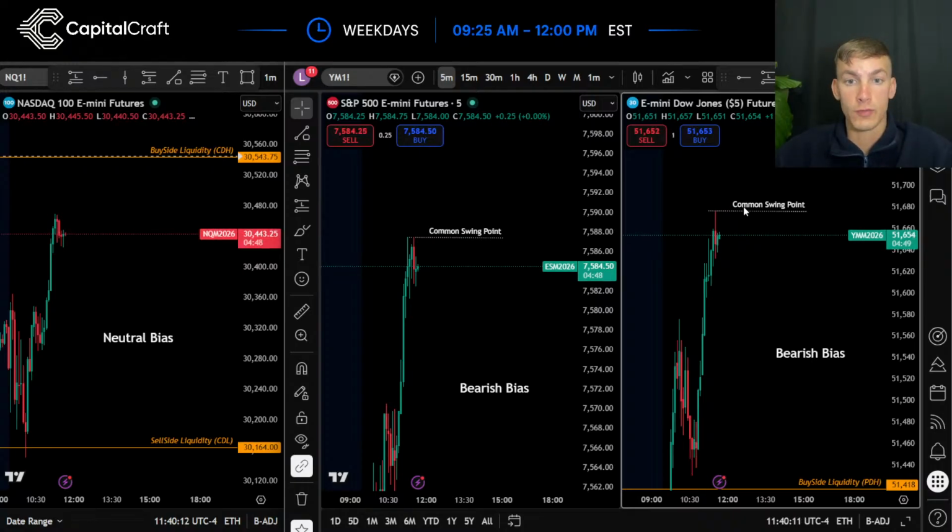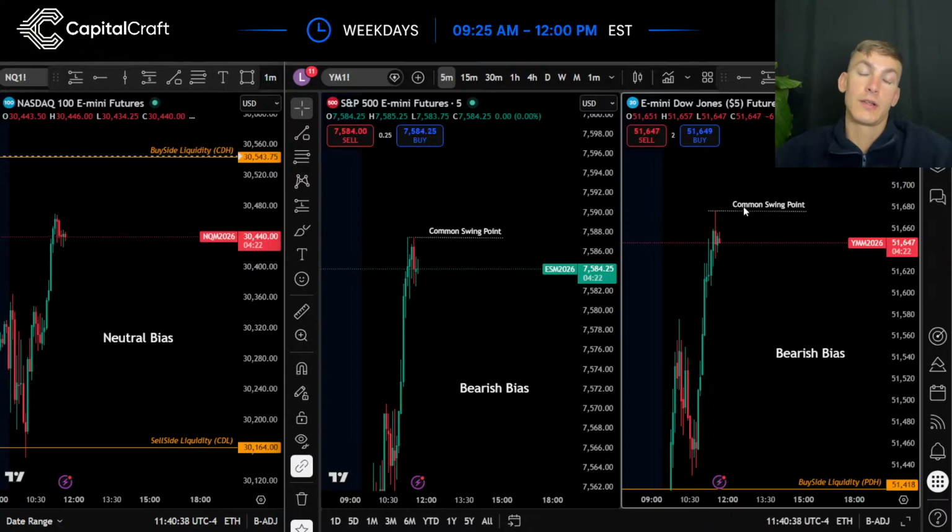I'd like to see one of our indices raid this, the other fail. And then ideally we will get a change in state of delivery across those two pairs where we can go short. But we need to see all of this happen within the next 20 minutes. I'm not interested in price action after 12 p.m. Eastern Standard Time. So what happens within these next 20 minutes will depend on whether or not we take a trade for this specific session. So stay tuned and I'll keep you guys updated.